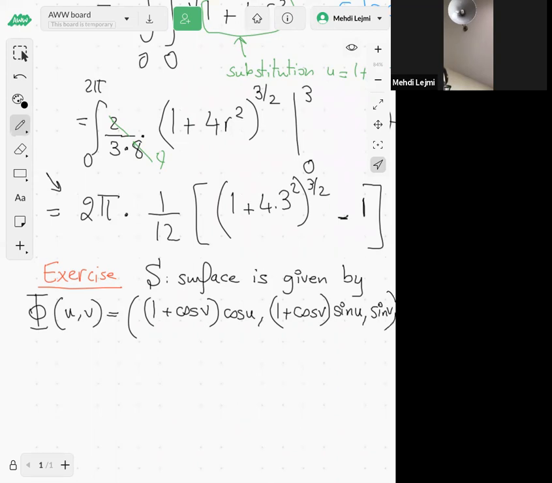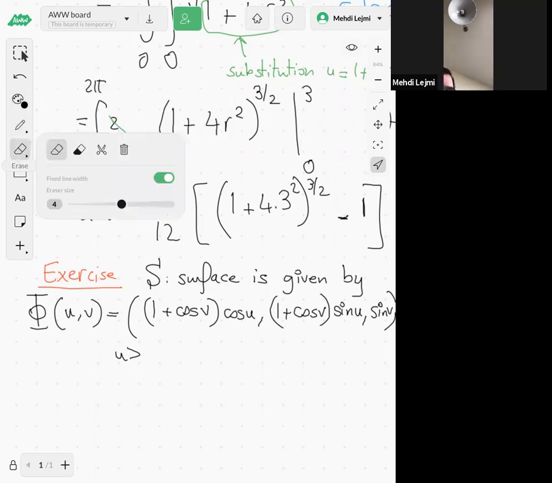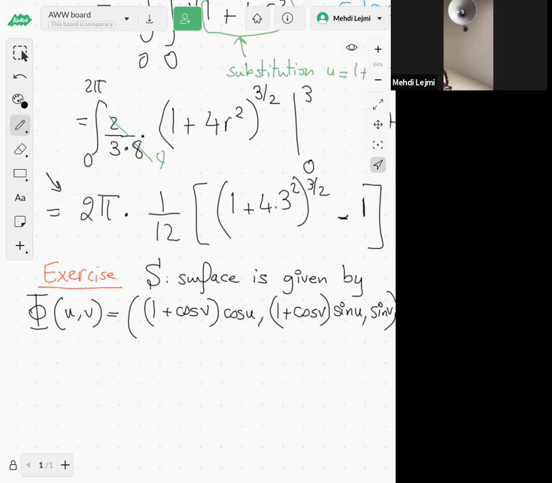So let's say u and v both are between 0 and 2 pi. So u between 0 and 2 pi, and same for v between 0 and 2 pi. All right. Okay, so this is a parameterization of my surface S. So the question is to compute the area of the surface S.